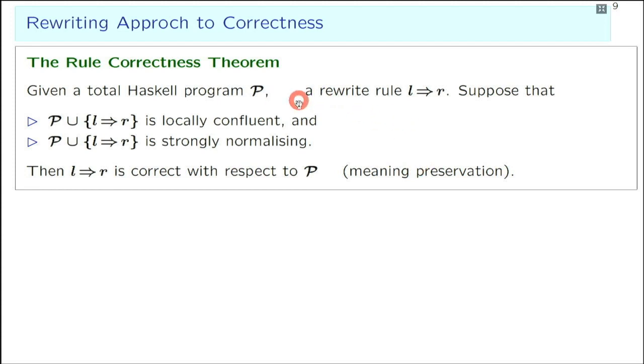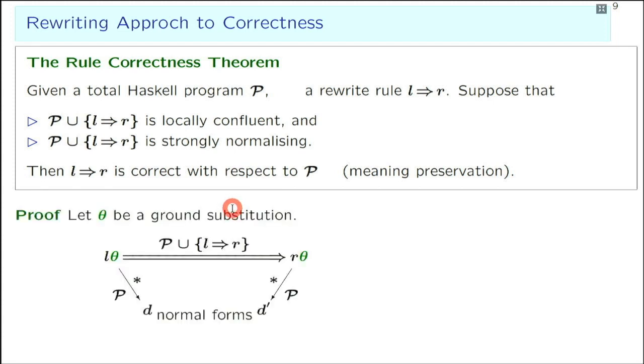So we establish the rule correctness theorem. This says that given a total Haskell program P and a rewrite rule, suppose that the rewrite system consisting of program P together with the rewrite rule to be checked is locally confluent and also strongly normalizing. Then this rule is correct with respect to the program P. How this is proved is as follows.